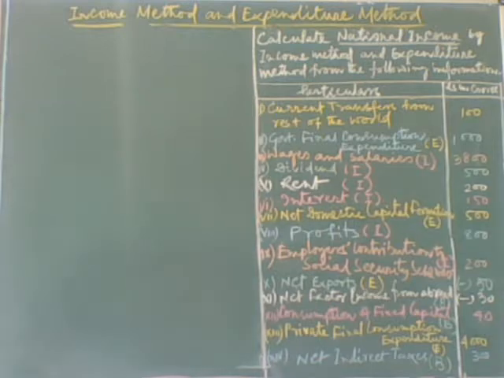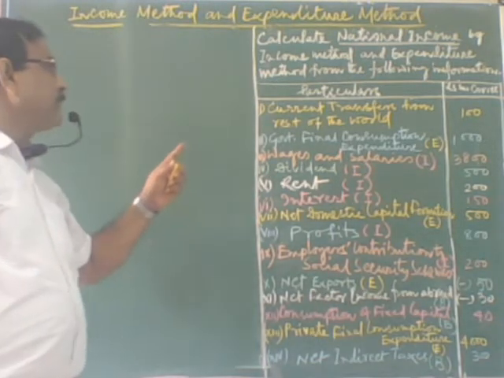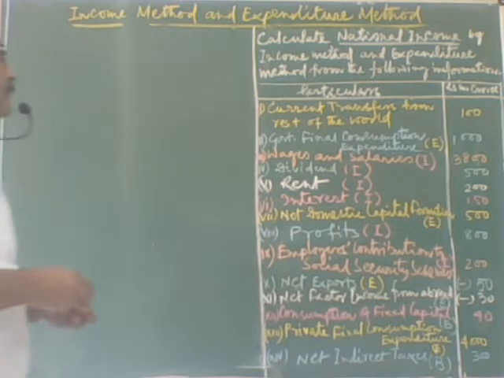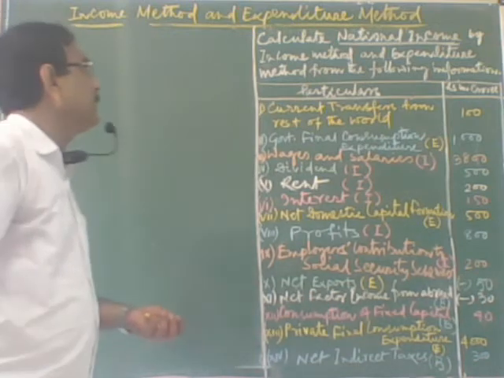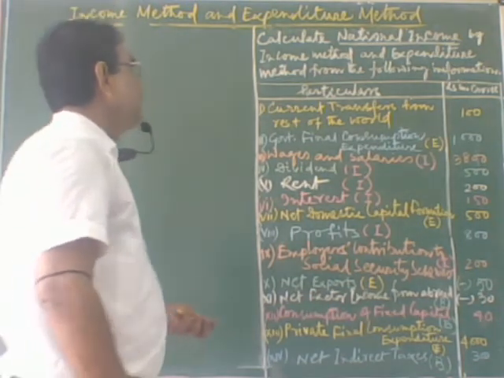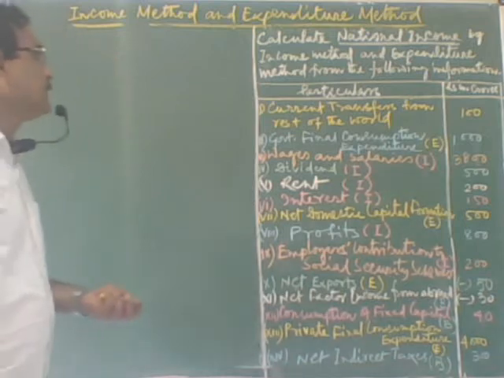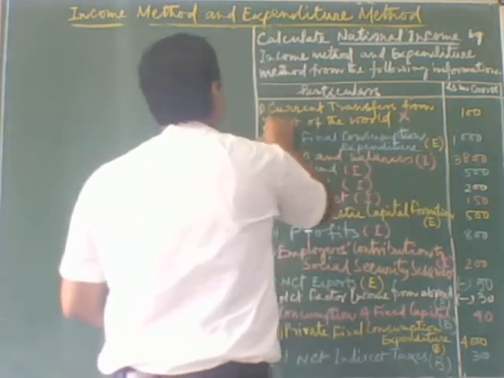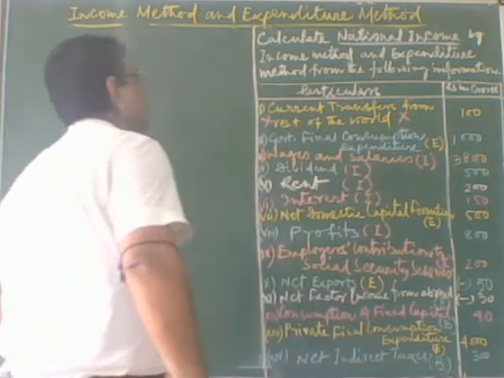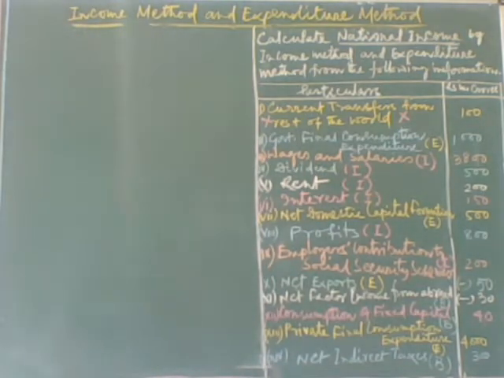And the first component, current transfer from the rest of the world, is not a component of the income method, expenditure method or bridging component. So it will not be considered whenever you calculate the value of national income by income method and expenditure method. So it will be marked with a cross sign, because it is not a component of the income method and expenditure method. So it will not be considered when calculating national income.